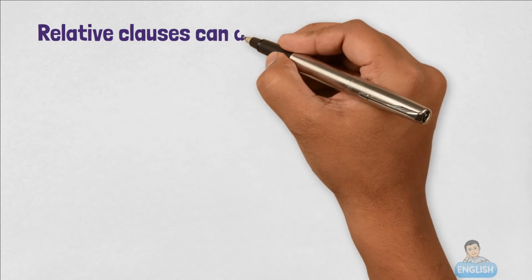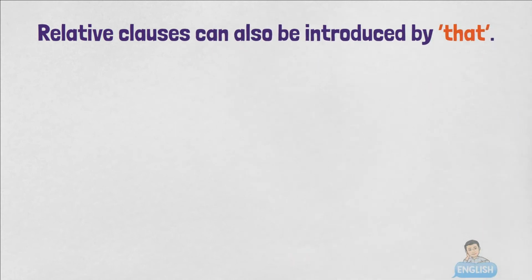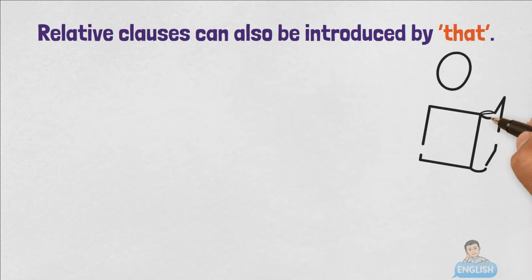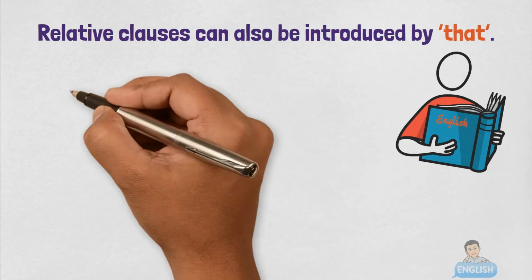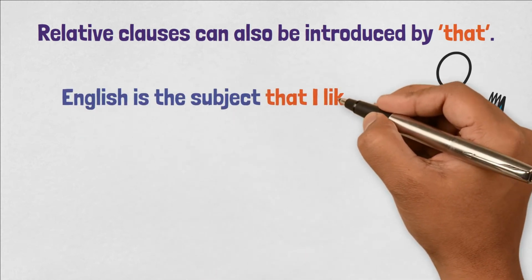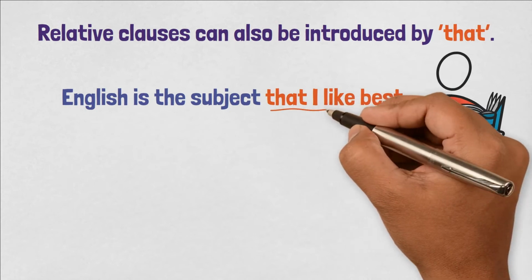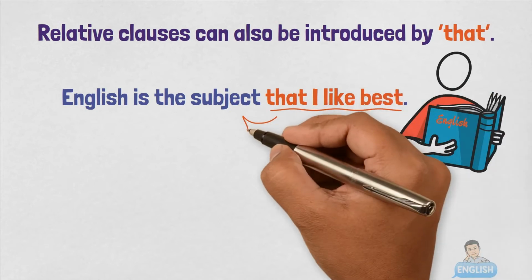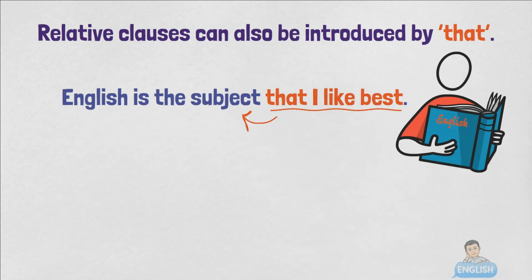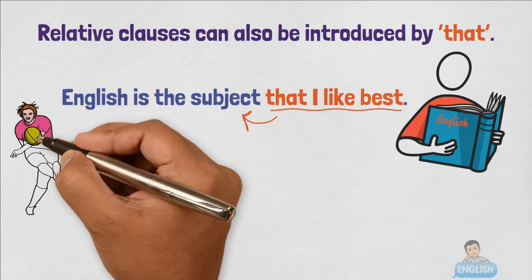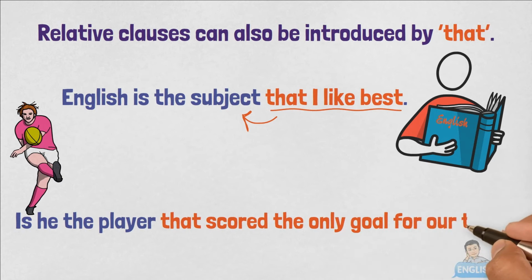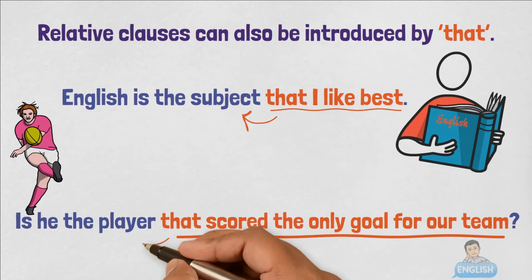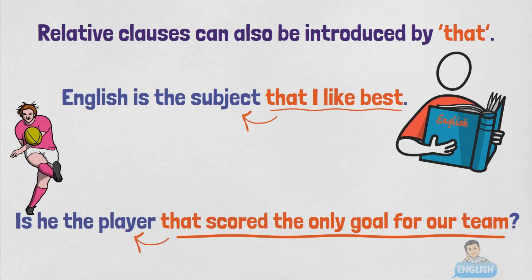Relative clauses can also be introduced by that. For instance, English is the subject that I like best. In which, that I like best is a relative clause that modifies the noun, subject. Is he the player that scored the only goal for our team? In which, that scored the only goal for our team is a relative clause that modifies the noun, player.